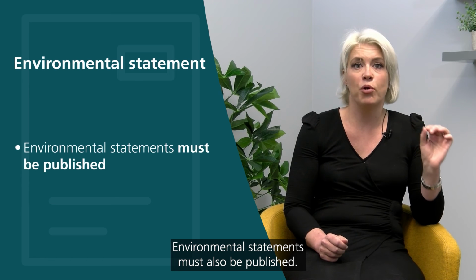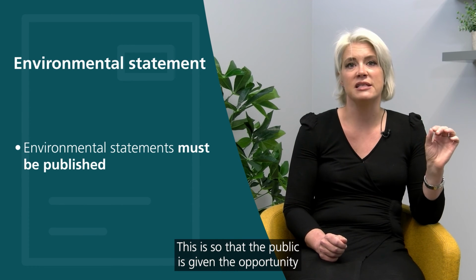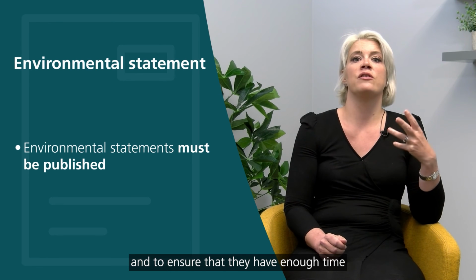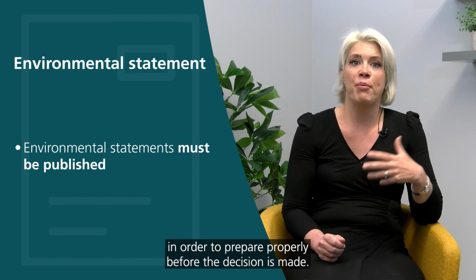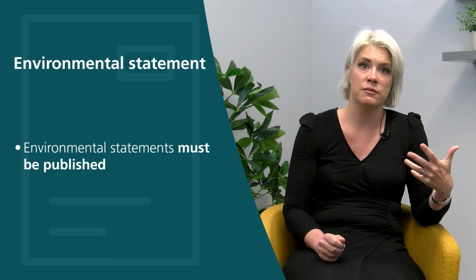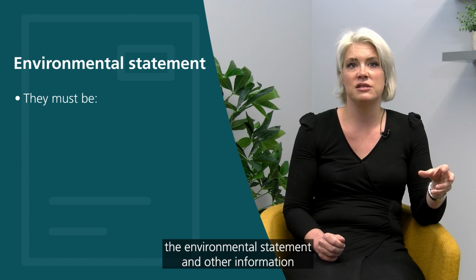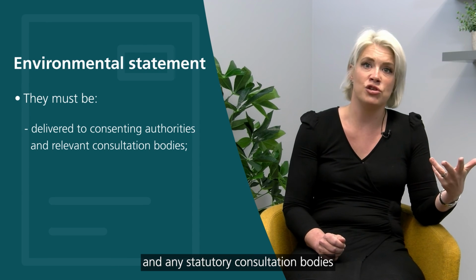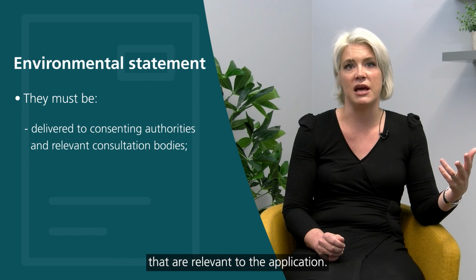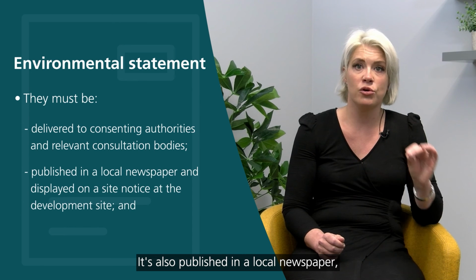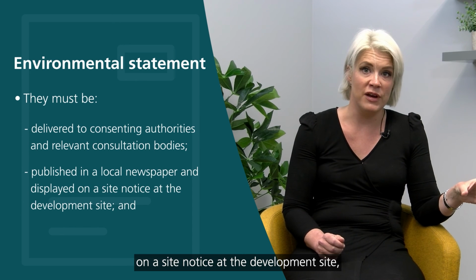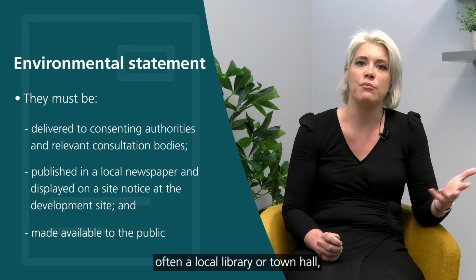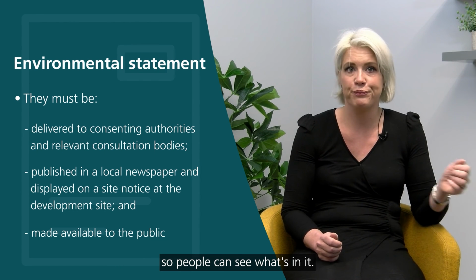Environmental statements must also be published. This is so that the public is given the opportunity to participate in the decision-making process and to ensure that they have enough time in order to prepare properly before the decision is made. To achieve this, the environmental statement and other information is delivered to the consenting authorities and any statutory consultation bodies that are relevant to the application. It's also published in a local newspaper, on a site notice at the development site, and made available in a printed format somewhere, often a local library or town hall, so people can see what's in it.